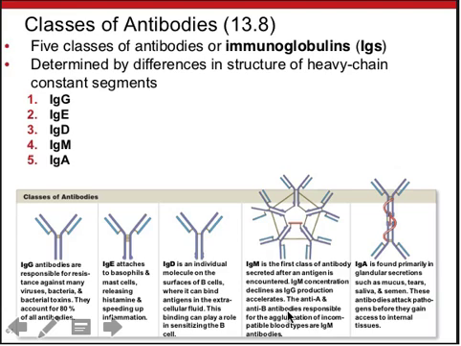IgM is the first class of antibody secreted after an antigen is encountered. IgM concentration declines as IgG production over here picks up. The anti-A and anti-B antibodies responsible for the agglutination of red blood cells are IgM type antibodies. And these are generally not as effective at promoting inflammation as the IgG antibodies.